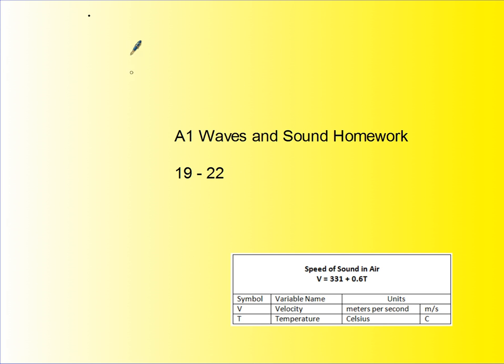So if we were to graph the speed of sound versus temperature, what would it look like? Well, it would have a y-intercept of 331. So we're going to pretend this is 331 at 0 t, and then it would go up, and the slope would be 0.6. So as it gets warmer, the speed of sound gets faster.